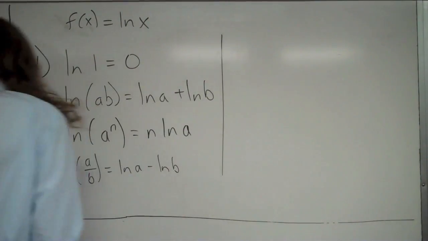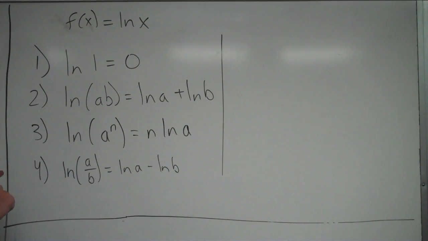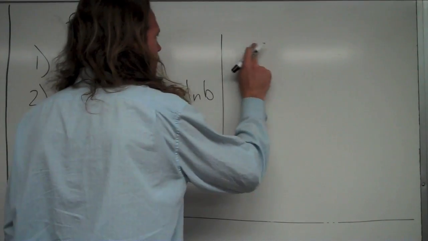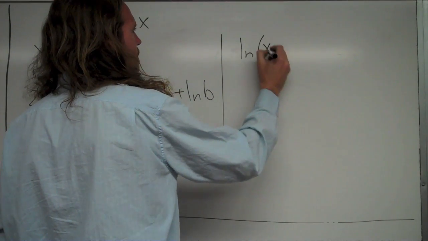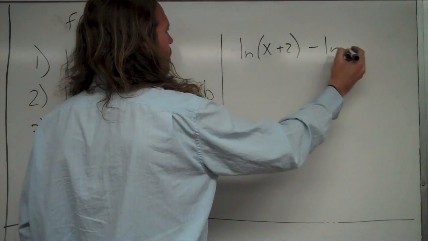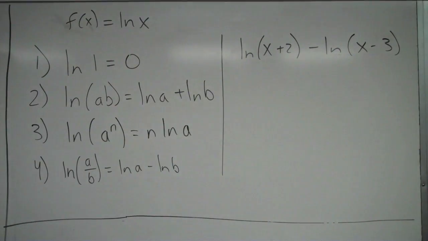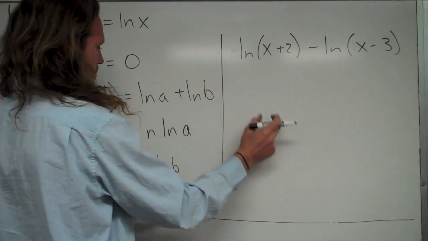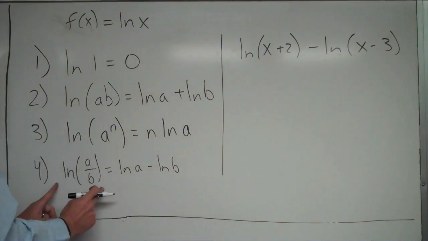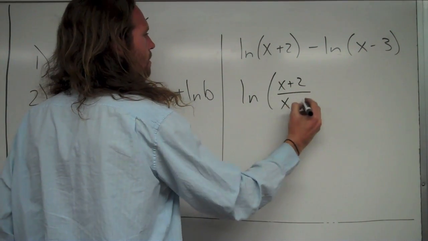Now, this is used quite often, probably more so in Calc BC, to simplify answers. Let's say you have something like natural log of x plus 2 minus natural log of x minus 3. This is currently in the form ln a minus ln b, where a would be x plus 2 and b would be x minus 3, and you could go backwards and rewrite it as natural log of x plus 2 over x minus 3.